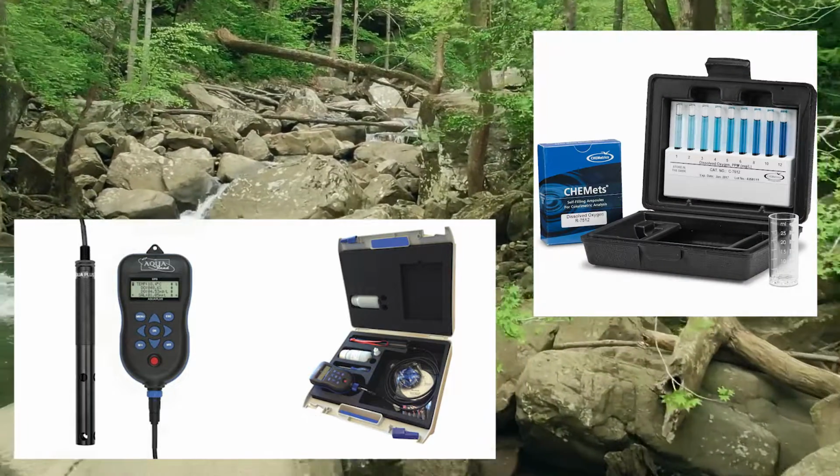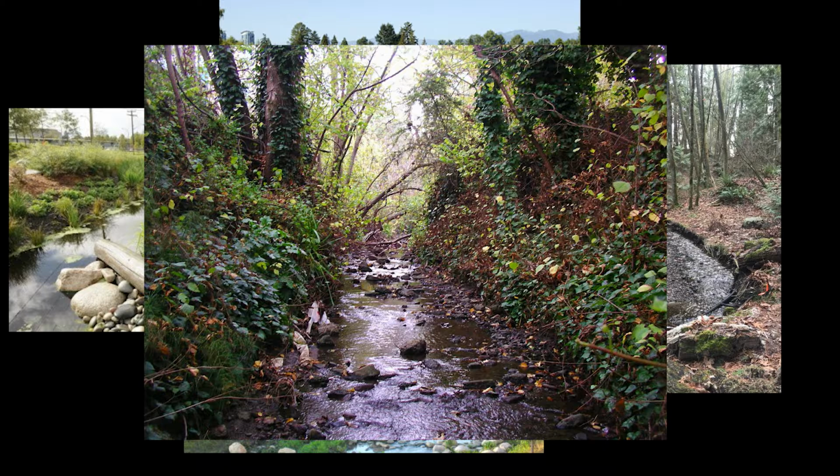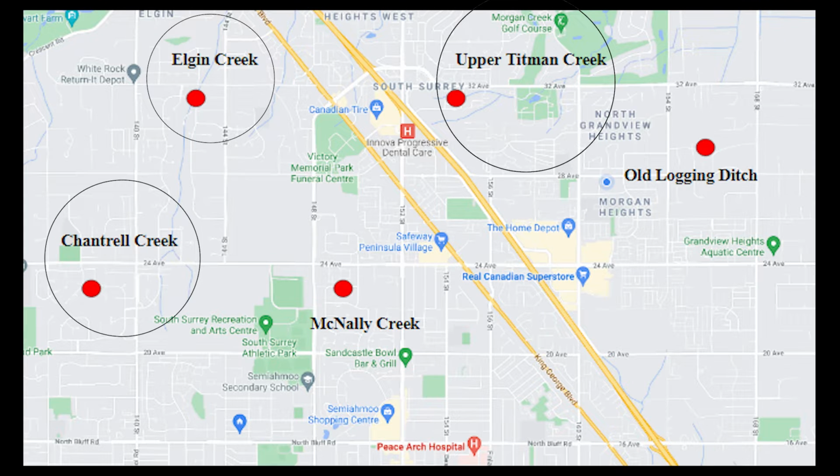sample the water quality. As it is not feasible to sample every creek, we have decided to use systematic sampling and chose 5 creeks distributed across South Surrey as the representation of the water quality in the region. The creeks chosen are Shanshaw Creek, Elgin Creek, Upper Titman Creek, Old Logging Ditch, and McNally Creek.